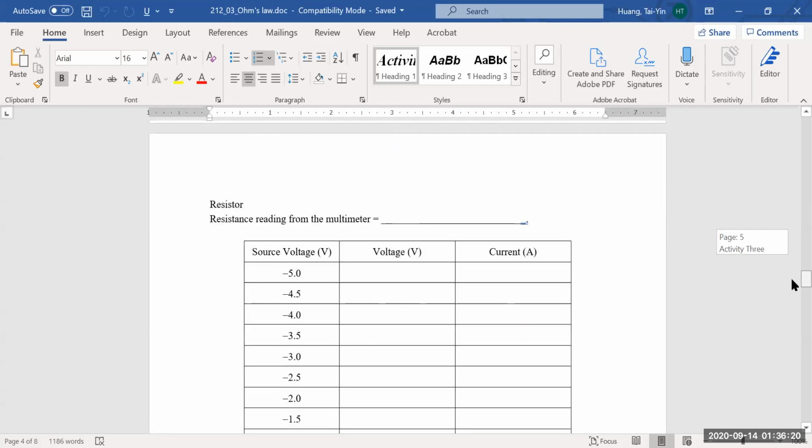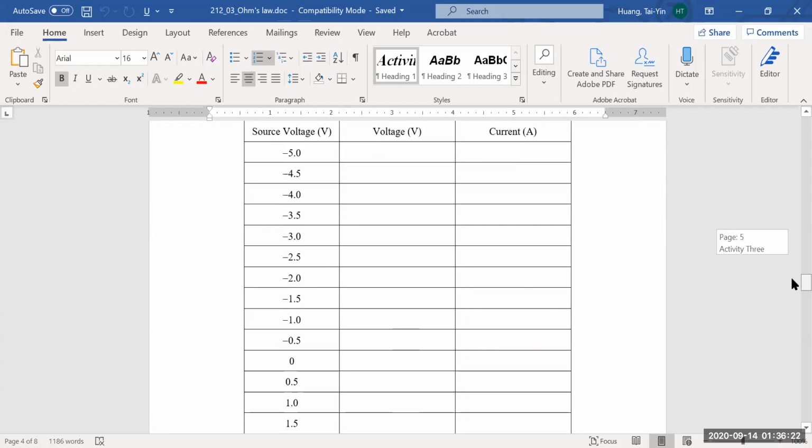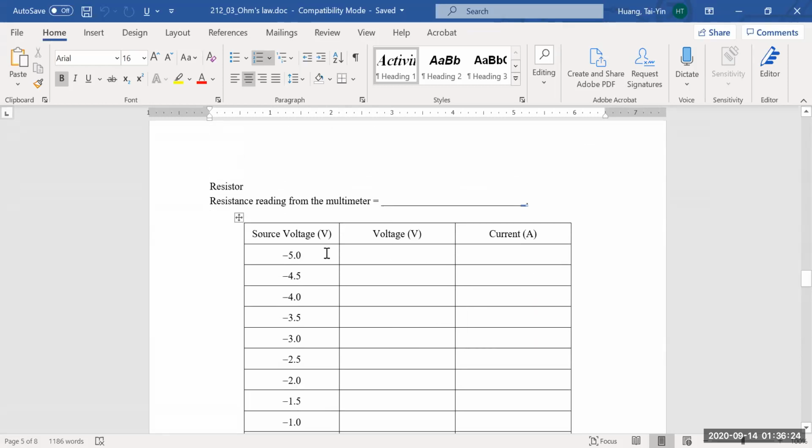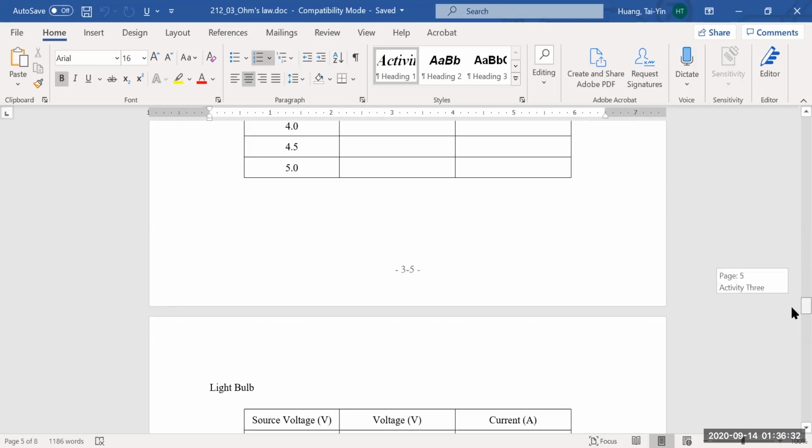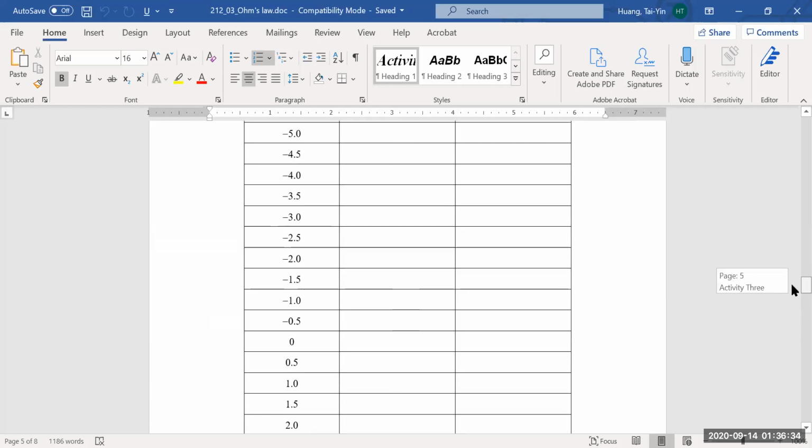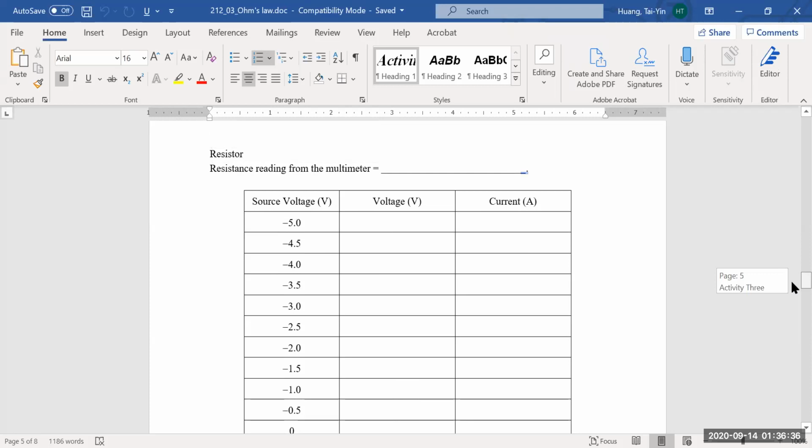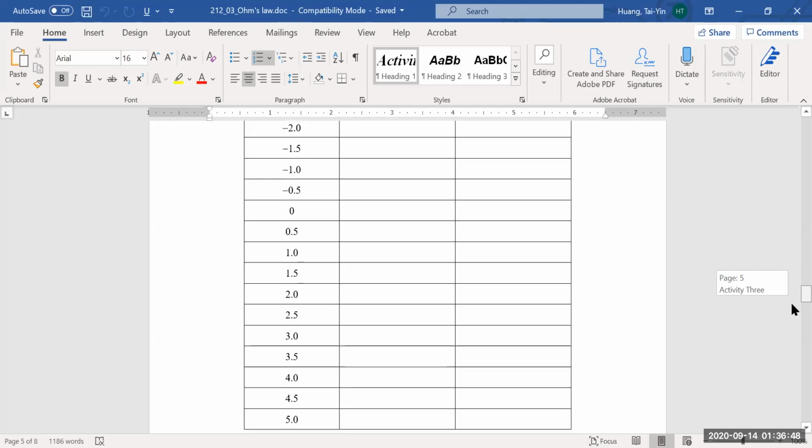Basically, you construct your circuit, and the power supply you will change from -5 volts all the way to positive 5 volts at 0.5 volt increments. Then you use a voltmeter and ammeter to measure voltage and current. And you repeat the same process for the other three electronic devices.